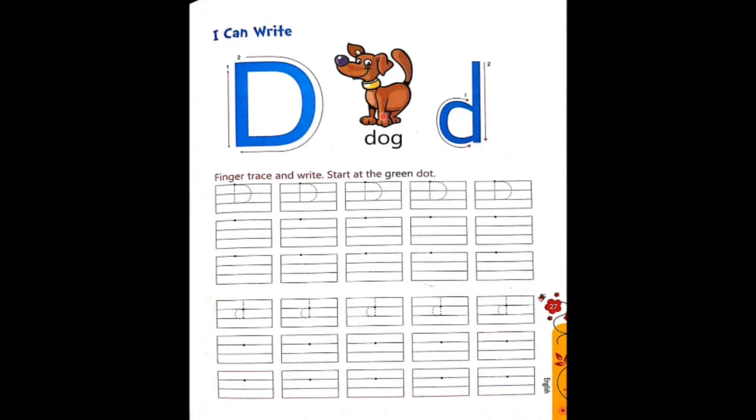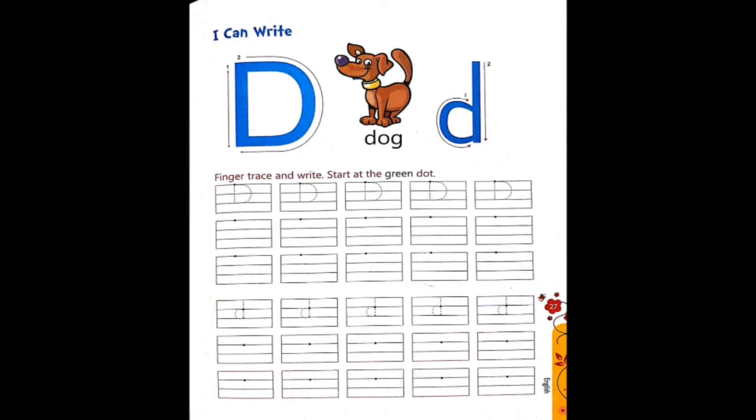Who's there looking at us, children? Yes, D for dog, isn't it? Do you have a dog at home, children? If you have a dog as your pet, please take a photograph of the dog and send it to me in the Google Classroom. Will you do that? Okay, good. Shall we write, children?